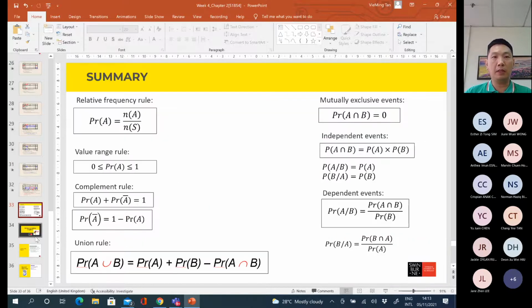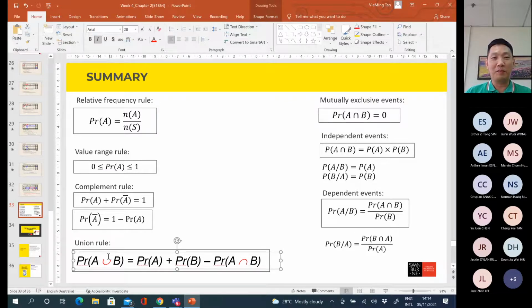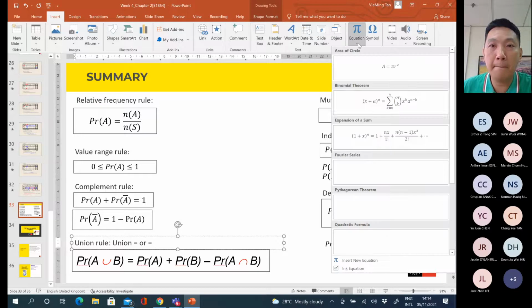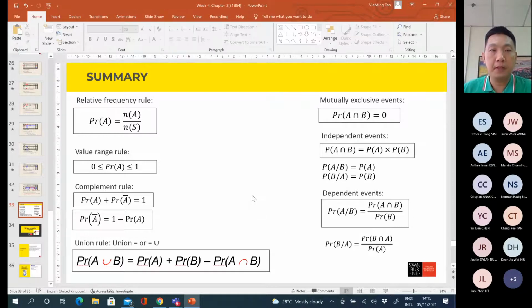Okay, then the next formula is the union rule. So what is the meaning of union here? We use the U symbol to represent union. Sometimes we use the word union. In statistics, union means all. So we use the U symbol to represent union. It means all.